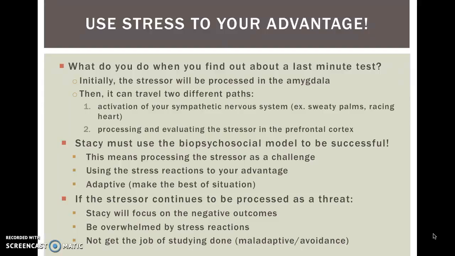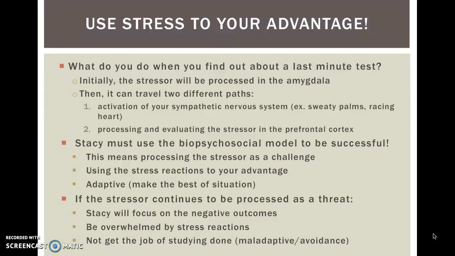She didn't know what she was going to do, and initially the stressor is going to be processed in the amygdala, and from there it can travel in two different pathways. The first pathway is the activation of your sympathetic nervous system, and that causes things like sweaty palms, racing heart, increased breath rate, increased blood flow, things that are going to prepare your body to fight or flight. You're either going to fight against this stressor or you're going to avoid it altogether.